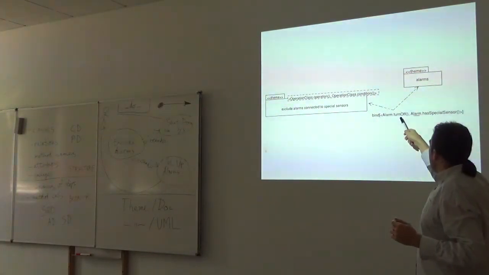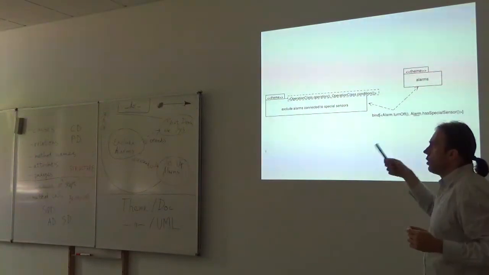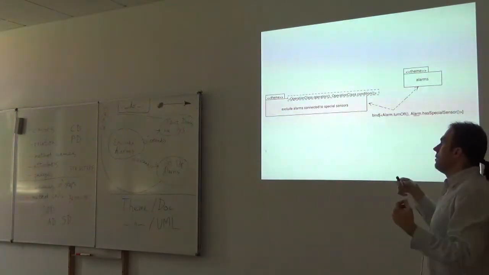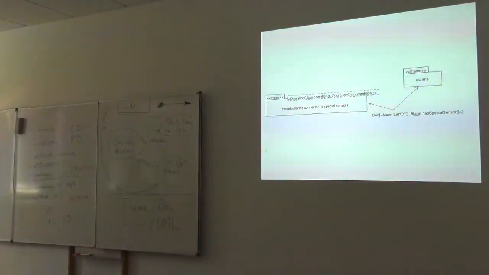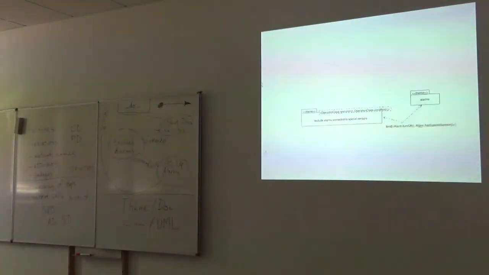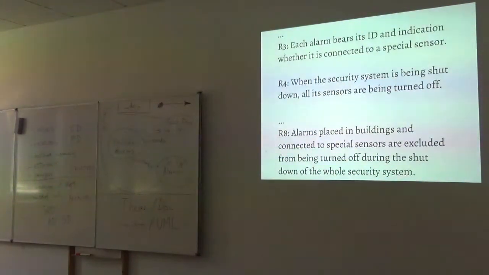So our operation would be the turn off operation, of course. This is the operation that we want to block at some points. We want to block it because we have this requirement: alarms placed in buildings and connected to special sensors are excluded from being turned off during the shutdown of the whole security system.